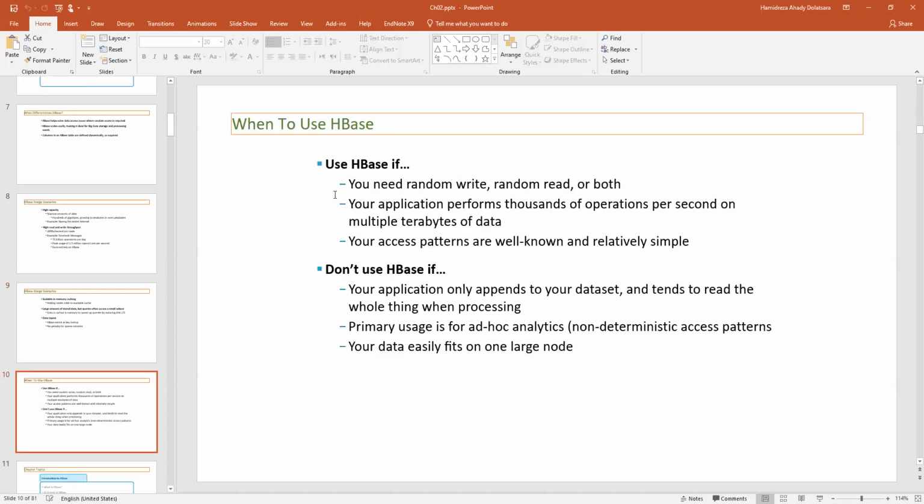Let's see when we need HBase: when we need random reads and writes, thousands of operations per second on multiple terabytes of data, and the pattern is well known and repetitive. So you don't have any new patterns of data recording and calling.